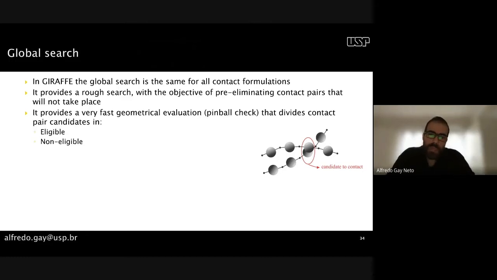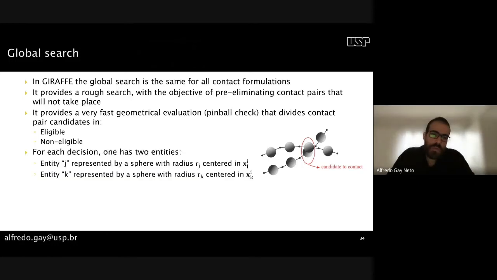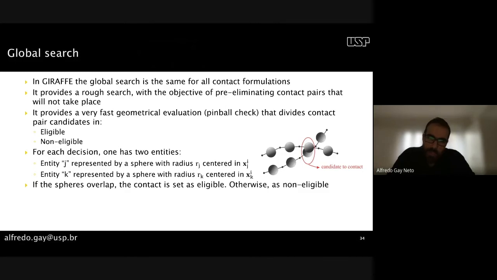So we can split the contacts between eligible and non-eligible. For each region, you can choose some balls, for example, and look for overlaps between them. If you have an overlap, we have to look at these contacts with more attention, so we go and pay the price of looking into it, because it calls our attention due to the proximity of the bodies. On the other hand, if the balls do not overlap, you say, okay, these are not important, we just leave them and ignore them. Sometimes you have to verify if you were correct or not. You can do that, for example, at the end of a simulation step.